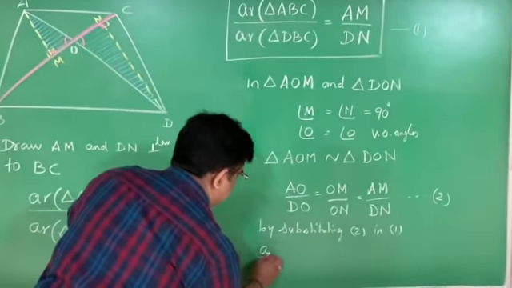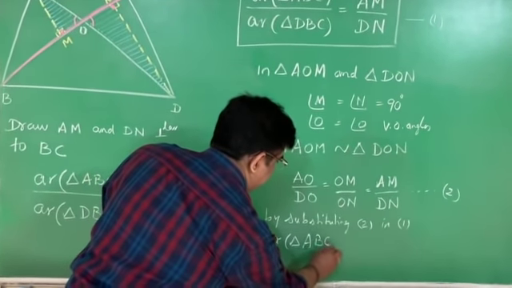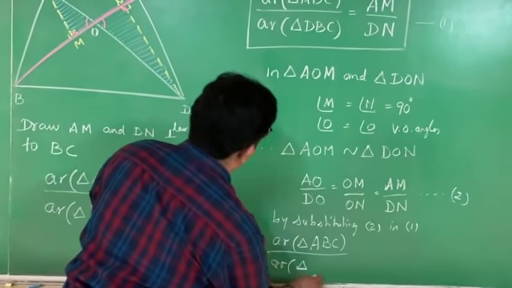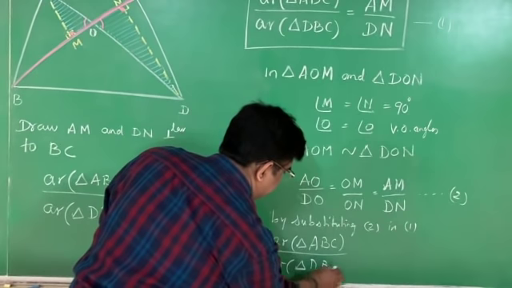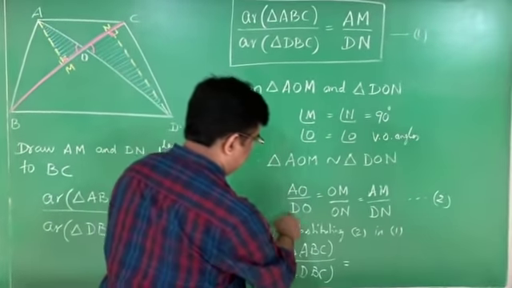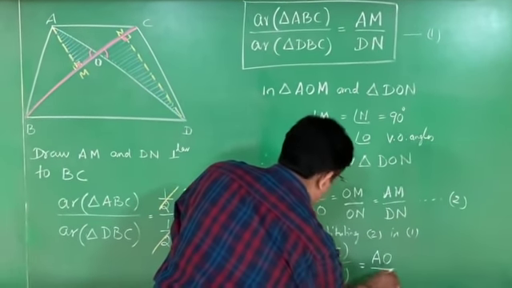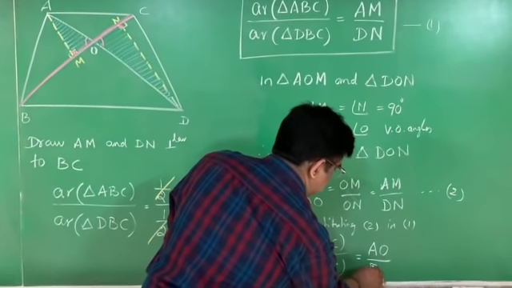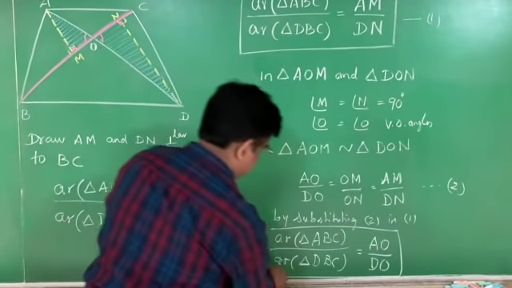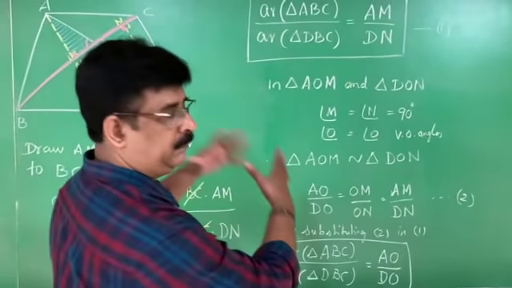Therefore, area of triangle ABC by area of triangle DBC is equal to AM by DN. Instead of AM by DN, I write AO by DO. This is the required answer for me. This is a 3 marks question. If you do this, you get 3 marks.